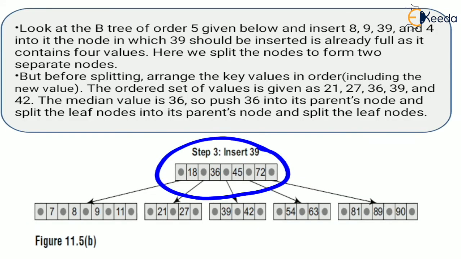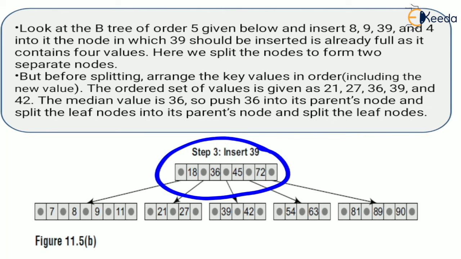In the next step 3, we are inserting 39, and for that we split this node, 21, 27, 36, 42, into two parts: 21, 27, 39, the newly inserted element, and 42. We shift the previous element, 36, into its parent node. Now the parent node does not violate the condition of m-1, so there is no further adjustment after inserting 39, and this ends.